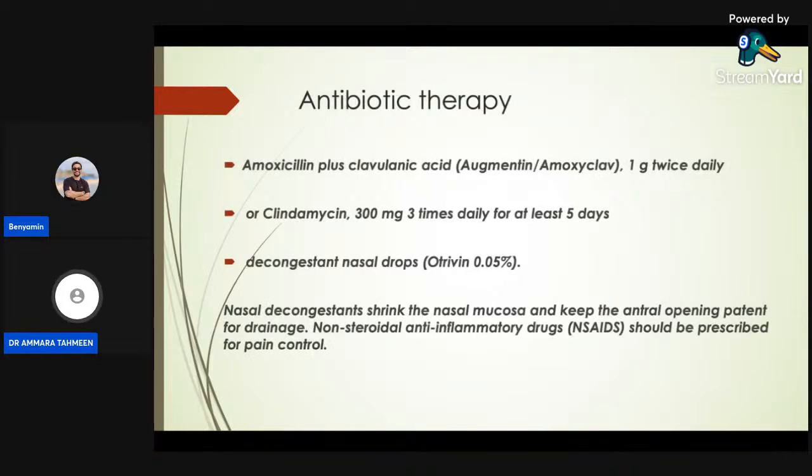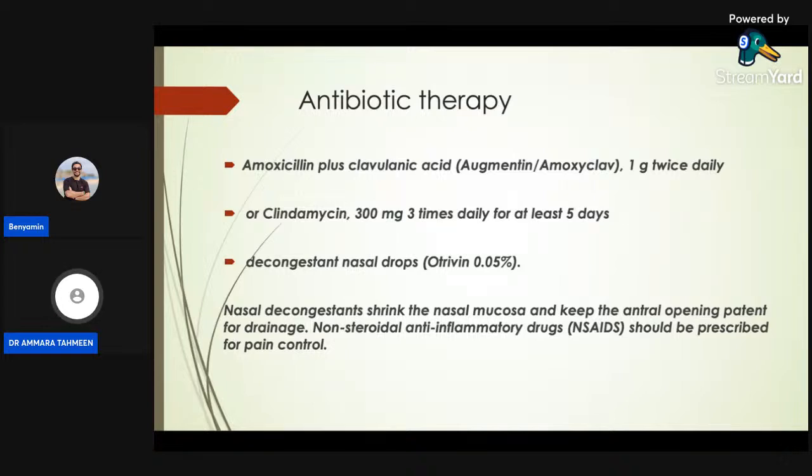So, along with these instructions, the patient should be put on antibiotic therapy. The most commonly prescribed medicine is amoxicillin plus clavulanic acid. That is, most commonly we use Augmentin or Amoxiclav. The patient is prescribed this medicine 1 gram twice daily orally, or if the patient is unable to take it orally, then they can go for IV infusions of amoxicillin plus clavulanic acid.